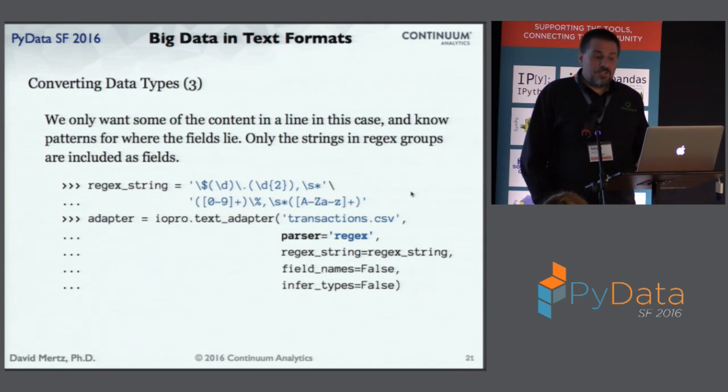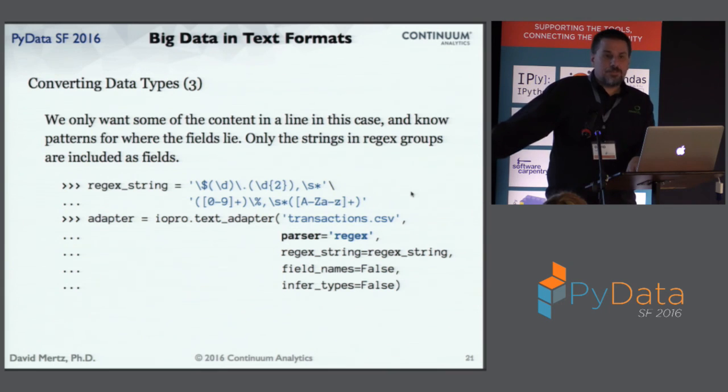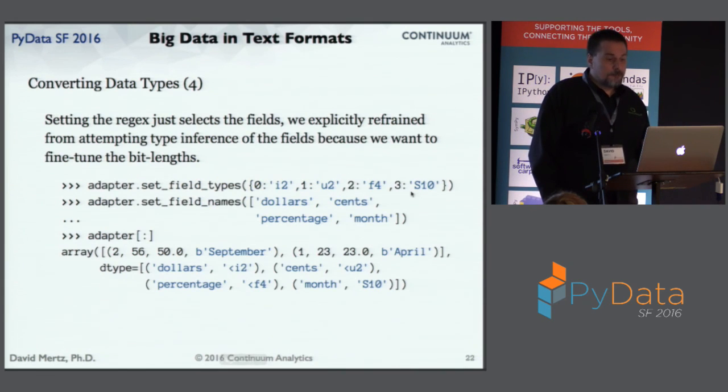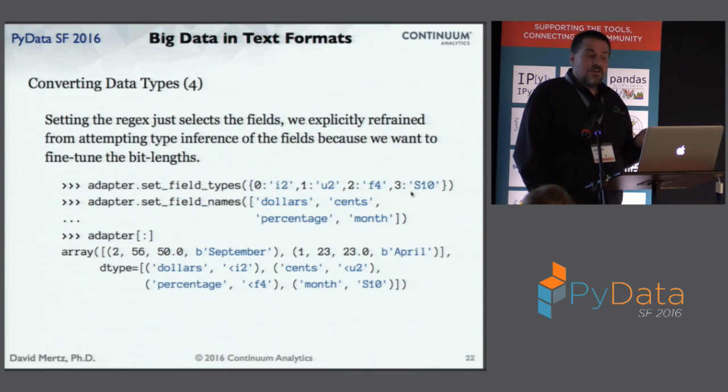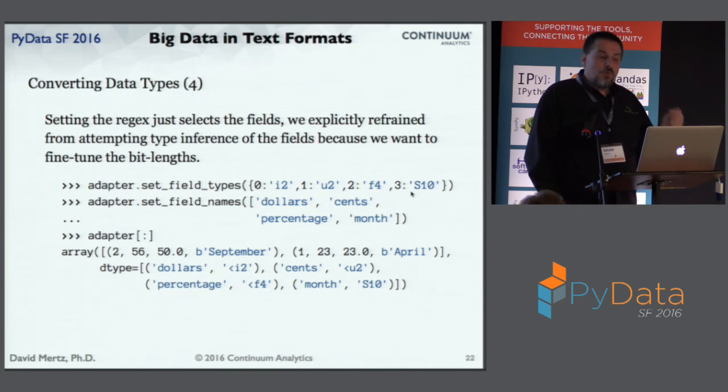In my little example I showed you, I don't have field name headers, so I'm not going to try to use those. And we're not going to bother inferring types. We're going to set them explicitly here in the next slide. In particular, we want those types to be 2-byte integer, 2-byte unsigned integer. Anyway, there are several for the several columns. And we want the names of those columns to be dollars, cents, percentage, and month. We're discarding some of the stuff that was in the line, but we're interested in others of it.